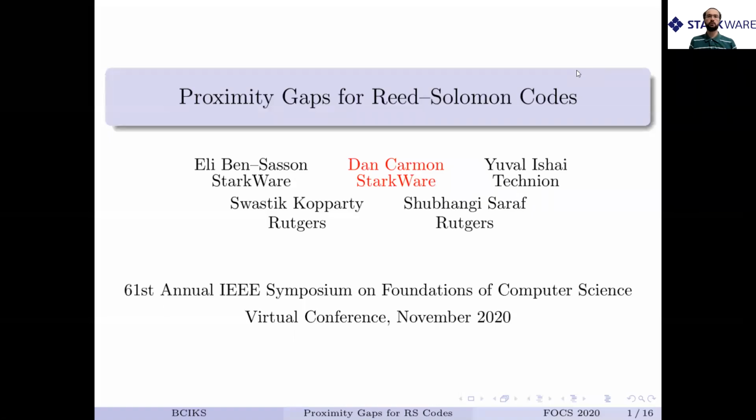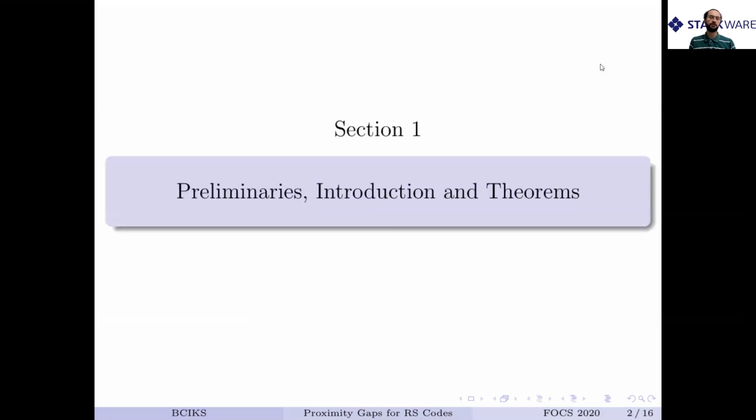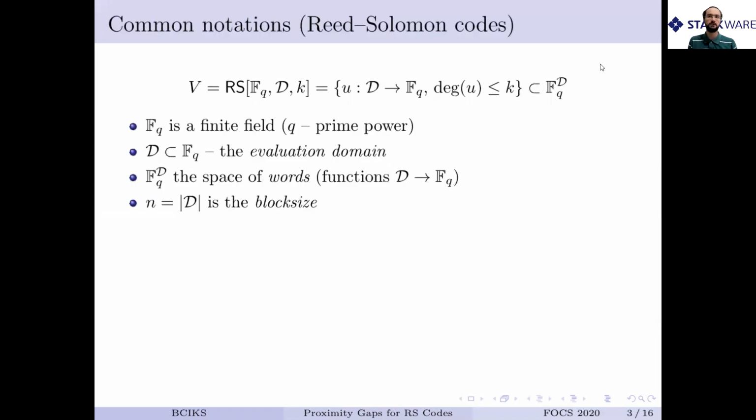Hello, my name is Carmon, and I will present joint work with Ben-Sasson, Yuval Ishai, Swastik Kopparty, and Shubhangi Saraf on proximity gaps and correlated agreements for Reed-Solomon codes. We will begin with basic definitions of Reed-Solomon codes, a motivating problem, and we will get to our theorems.